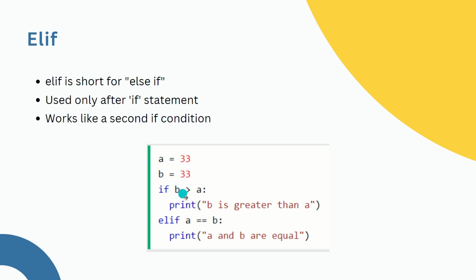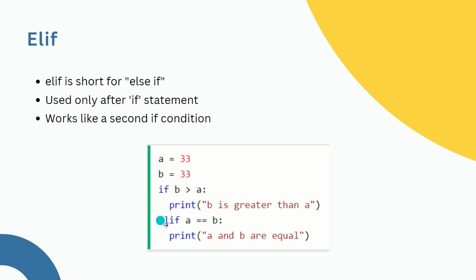So if the first condition is not executed, then it will check the second condition written inside the elif. So it works like a second if condition, like I said. In this example, we have the if statement like usual, like we have seen before. Now, b is greater than a. In this example, b is not greater than a since they both are equal. That's why the first print statement will not be executed.